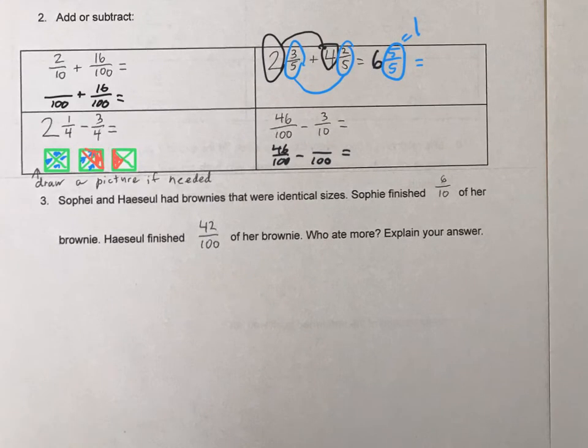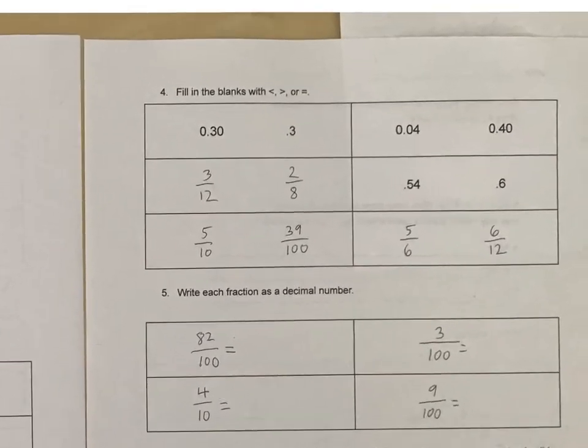Then Sophie and Hazel had brownies. Sophie finished 6 tenths of hers. Hazel finished 42 hundredths. So maybe you can just draw pictures to show that like we've done before. So Sophie has 6 tenths. Hazel has 42 hundredths. I'm not going to finish that. You can finish it on your own. Compare them. And who finished more? On to the next page.